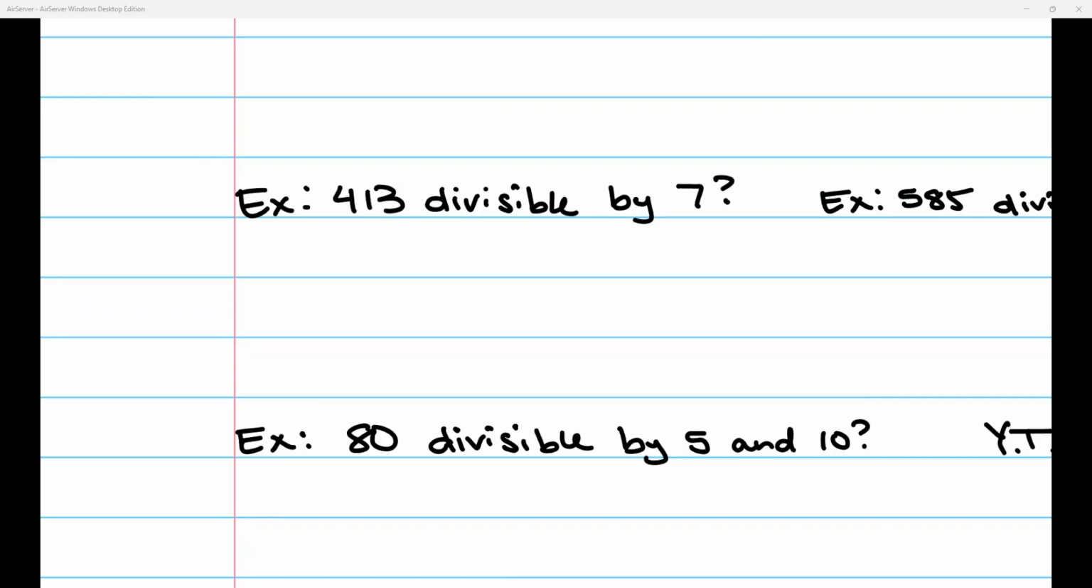Let's just move. Is 413 divisible by 7? Let's remind you of the divisible by 7 rule. I'm going to take 413. I'm going to take the last number, which is that 3. I'm going to double it. That's 6. I take the 6 and I subtract it from the rest of the number. 41 minus 6 is 35. Is 35 divisible by 7? The answer is yes. Therefore, 413 is divisible by 7.